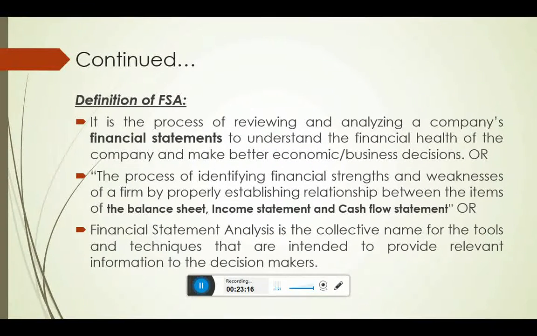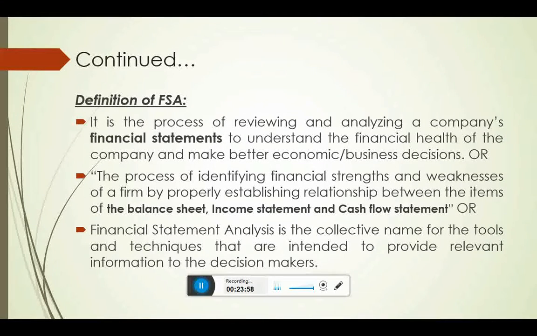The first one says it's the process of reviewing and analyzing a company's financial statements. Reviewing and analyzing a company's financial statements is called what? Financial statements analysis, right? Why do we review or analyze the financial statements of a company? In order to understand the financial health, and to make better economic or business decisions, right?